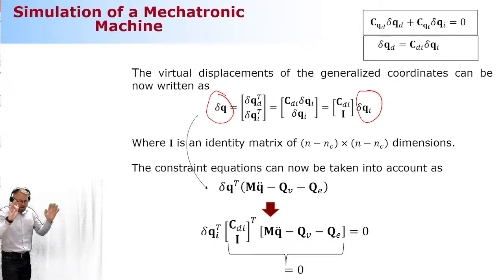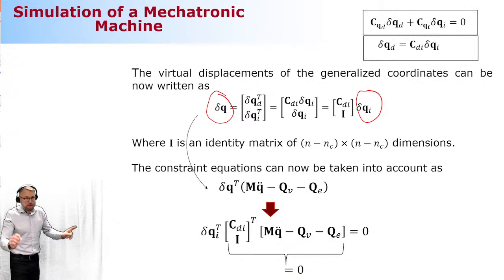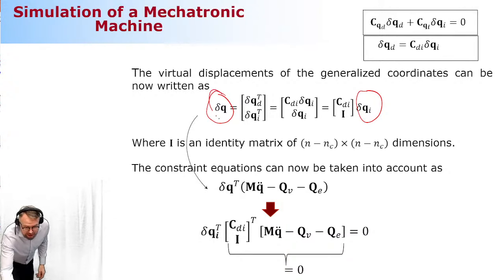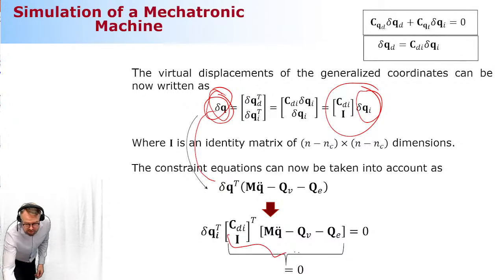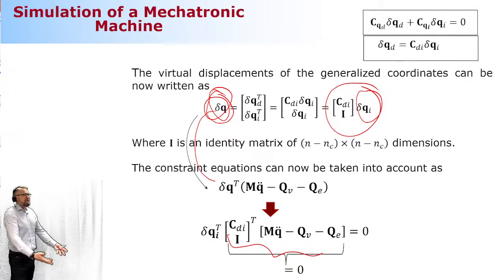No hucking. Okay, no hucking. But it's a big deal because here I have my virtual displacement of all the generalized coordinates. But using this relation, I can express it in a way that it is kinematically admissible. Then when I do that, this can now be set equal to zero. Here is my substitution technique.